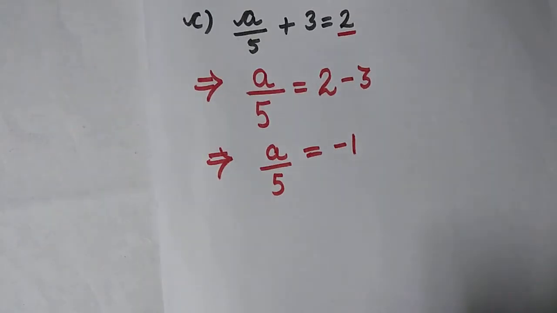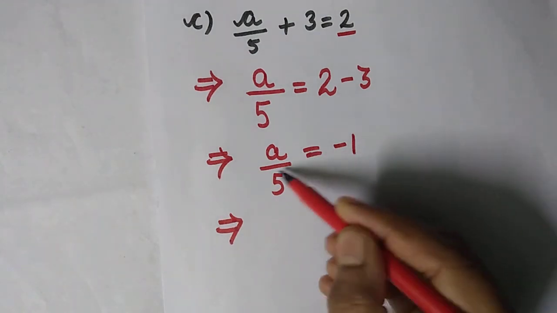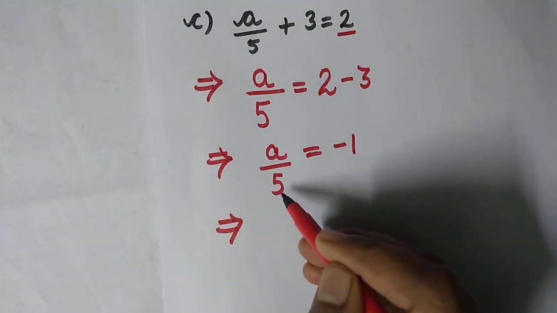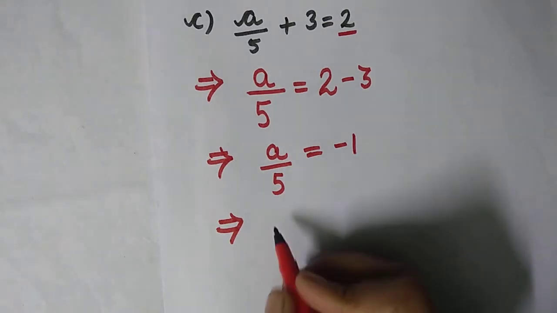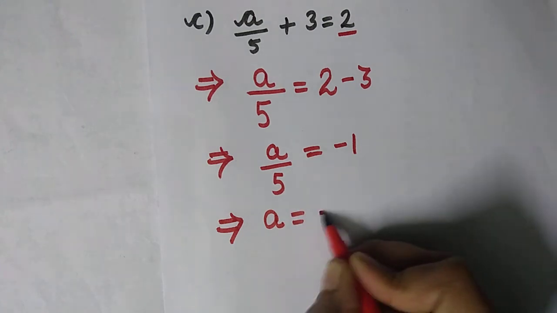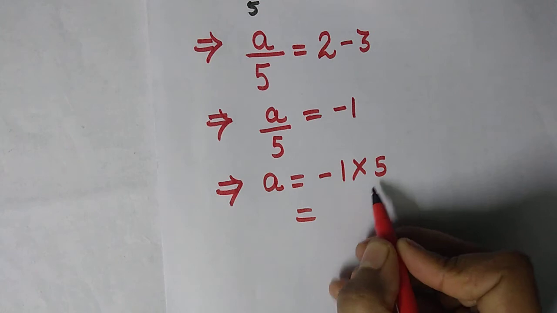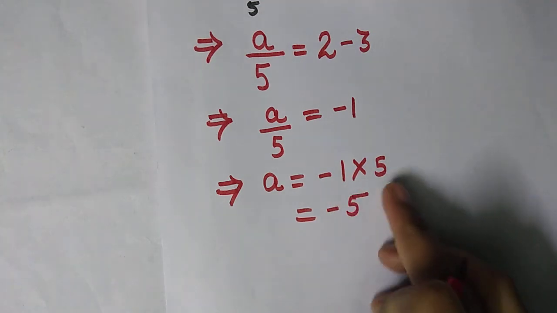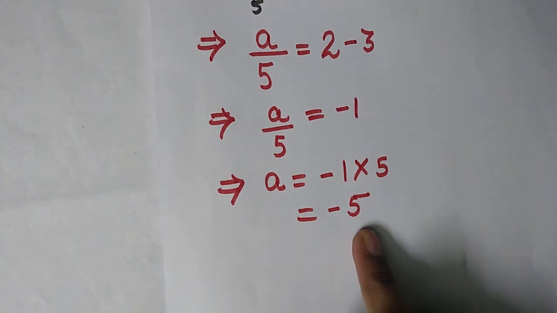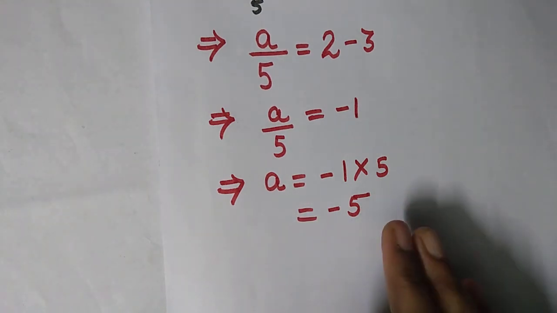Okay, now you need to find the value of A, and with A you have the 5, and that is in division with A. So if it changes its side, it will be in multiplication. So it will be A equals minus 1 into 5. Okay, so minus 1 into 5 is minus 5, because if you multiply one negative number and one positive number, you will always get a negative number. So this is the value we are getting, that is A equals minus 5.